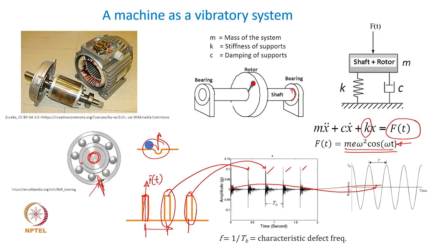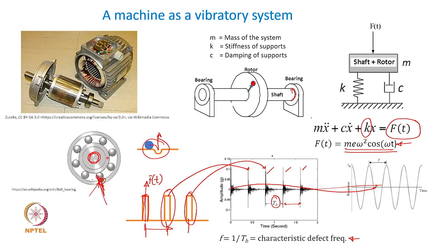And because the geometry of the bearing is such that the time gap between successive balls hitting this particular local defect is related to the geometry of the bearing, the repetition period after which these impulses are generated can be obtained from the geometry of the bearing, and it's called the characteristic defect frequency. So by looking at the time domain data from the measured vibration signal, one can easily identify whether the bearing is healthy or not healthy.